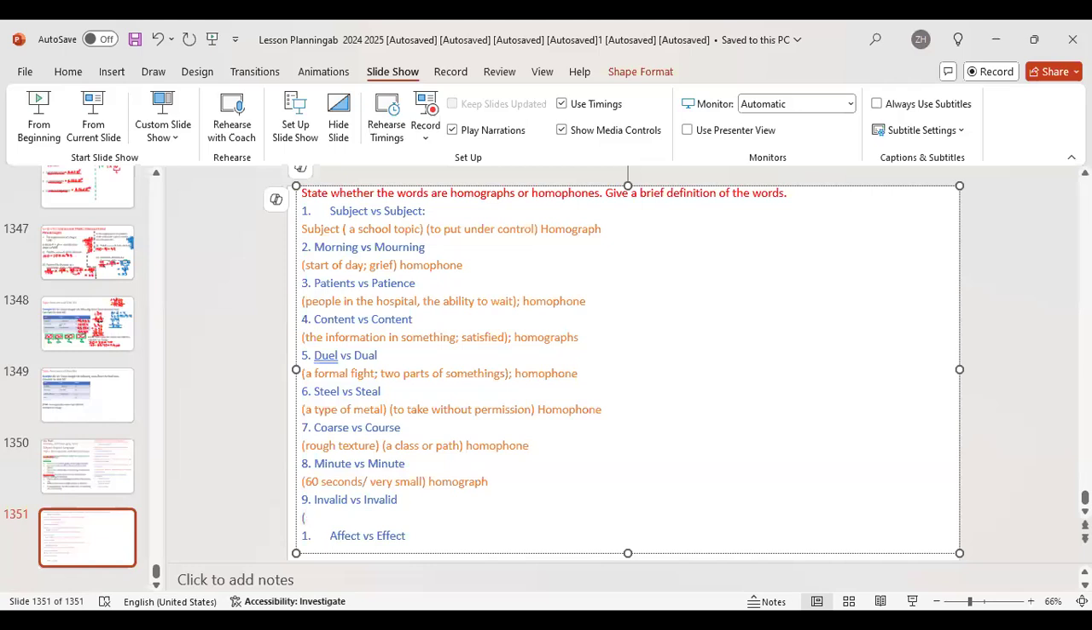What's the first one? Invalid. What is that? Not applicable. Null or void, not valid. What's the next one? Invalid is what? Disabled. Someone who was disabled. Invalid. And number 10.